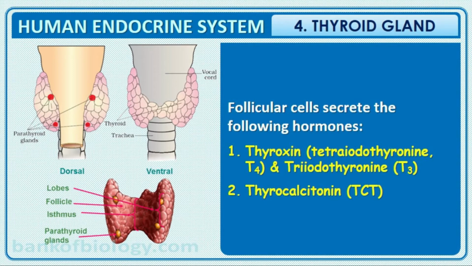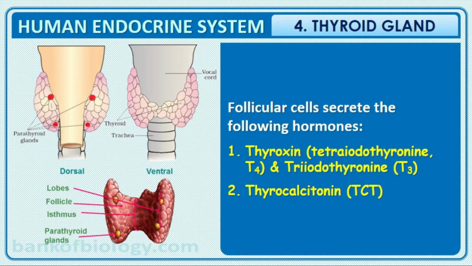triiodothyronine. To understand, in lower classes we studied only that the thyroid gland secretes thyroxine. There are two types of secretions by the thyroid gland. One is T4, another one is T3. T4 means tetra. Tetra means 4. Is it clear? Tetraiodothyronine and another hormone, triiodothyronine. The thyroxine is of two types.